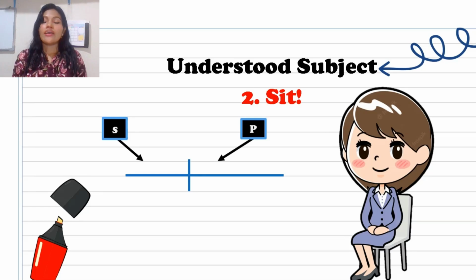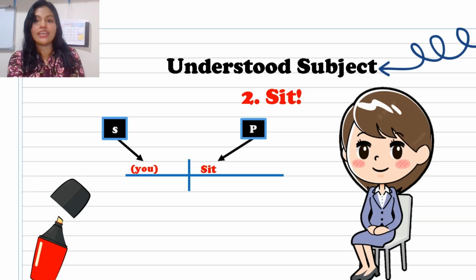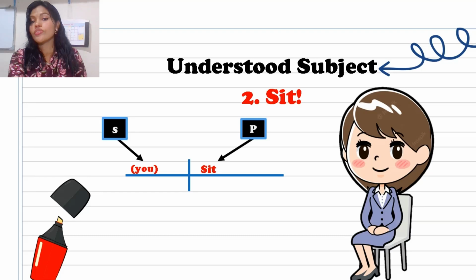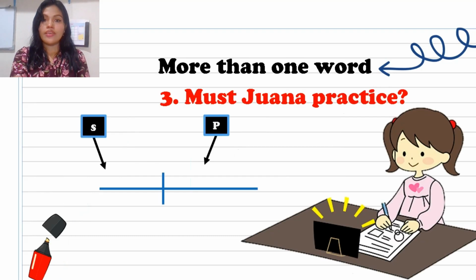Then we can find an understood subject, as you see. In this case, we have "sit" as an example. As you realize, we don't have a subject. In this case, we must write the subject "you" in parentheses, and "sit" is placed on the right side of our vertical line, in capital letter because in the sentence "you" doesn't appear.